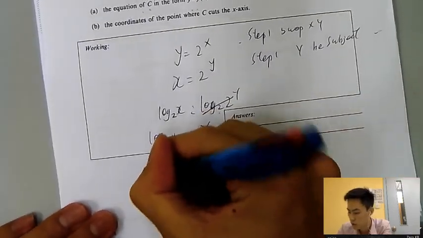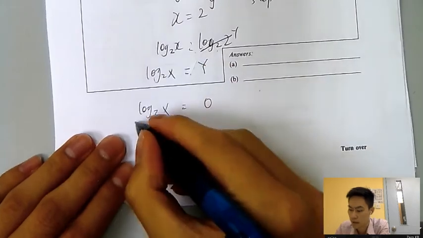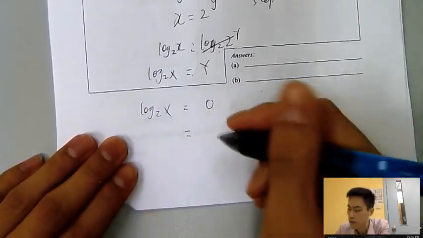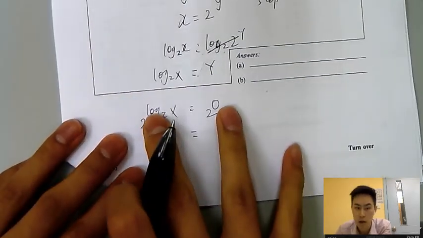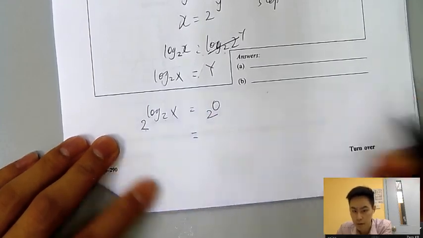So log base 2 of x equals 0. And then how do you solve for x? Because we want to eliminate the log base 2, we have learned that with the same base, you can just raise both sides to the power. That would be 2 power log base 2 of x equals 2 power 0.